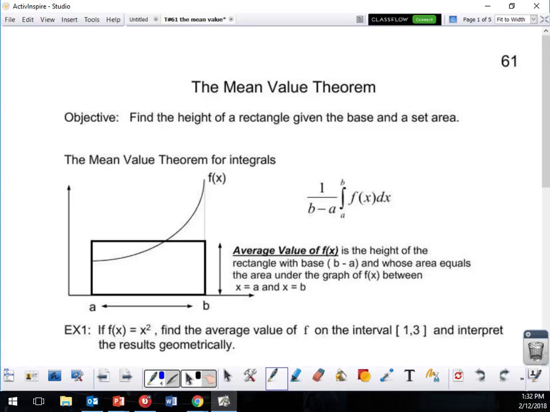Okay, so the average of it, so I start off with 1 over b minus a of my bounds from a to b of f of x. So the average value is the height of the rectangle with base from a to b, whose area equals the area under the graph of f of x between those two bounds, where x is equal to that. So basically looking for the average area from here to here. The average area. Okay, that's what we're looking for.